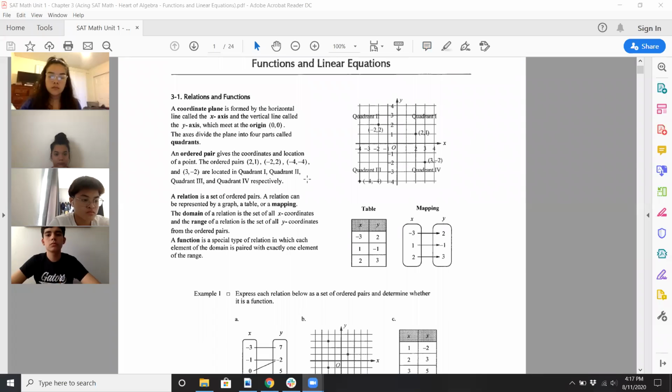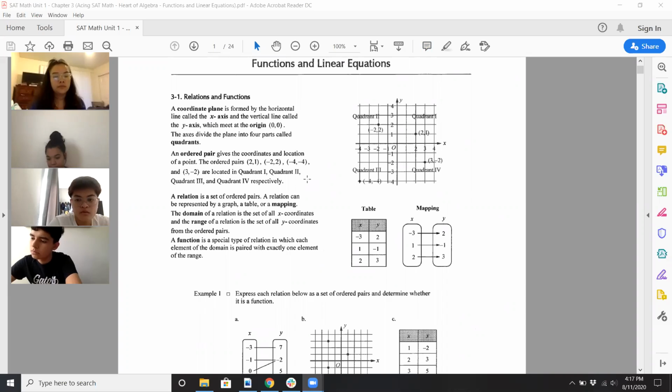So let's talk about relations and functions. A relationship is pretty straightforward. It's just trying to relate X and Y values. Any equation is a relationship between two variables, usually X and Y. Here they can be pretty simple. Make sure you know your quadrants, 1, 2, 3, 4. In ordered pairs, obviously we have X and Y coordinates. We can express coordinates in a table or a mapping diagram.